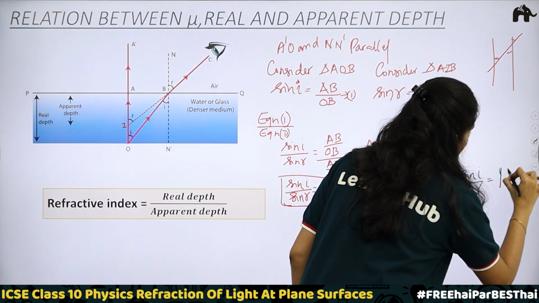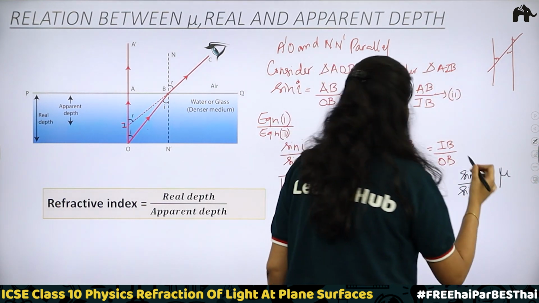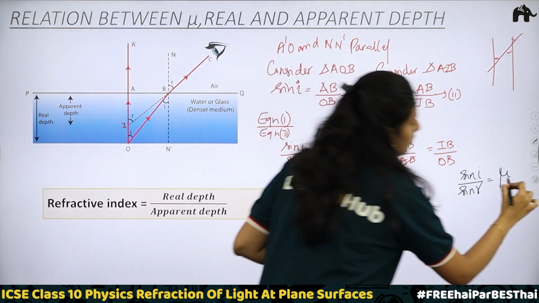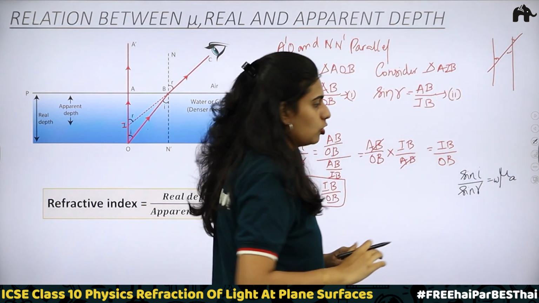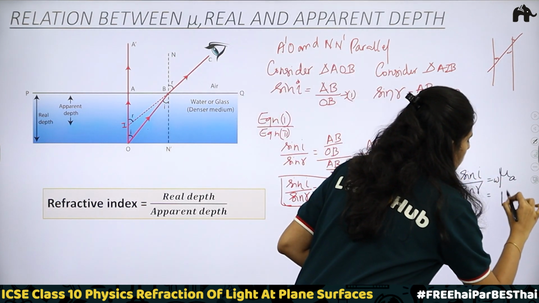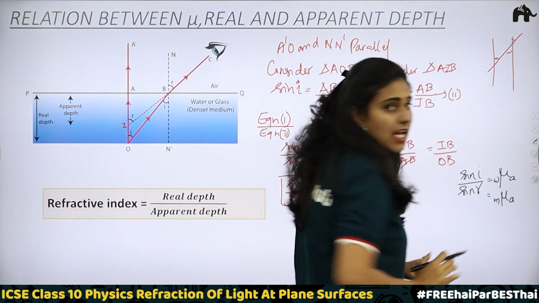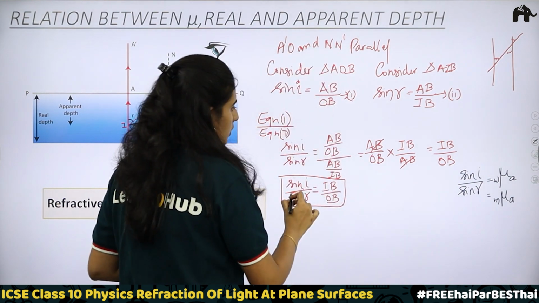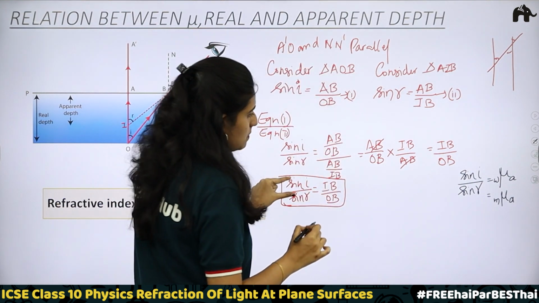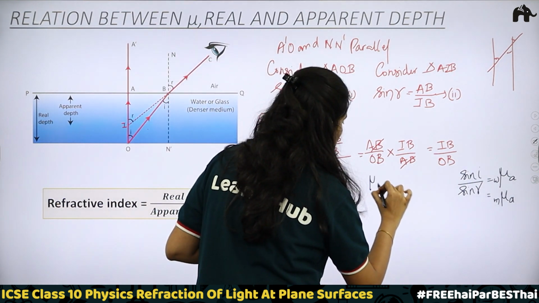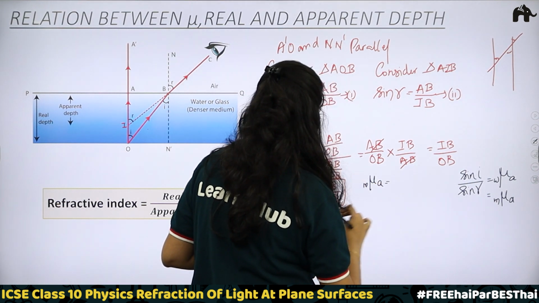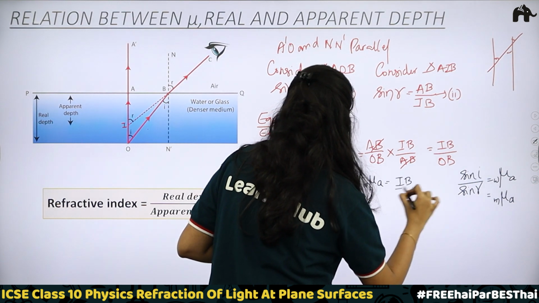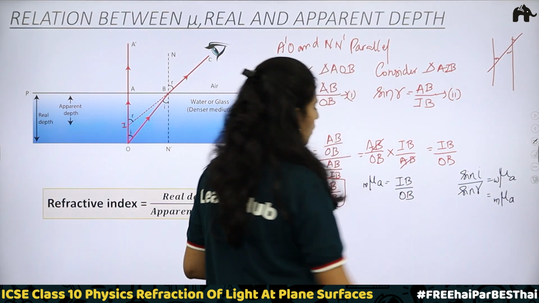Now, we'll be having sine of angle of incidence divided by sine of angle of refraction is equal to refractive index of second medium. Here the second medium is air, with respect to the first medium, that is water. Here we have taken water, or you can just write it as mu am, where m stands for any medium. Therefore you will be having sin I by sin R, this part can be written as mu am is equal to IB divided by OB.